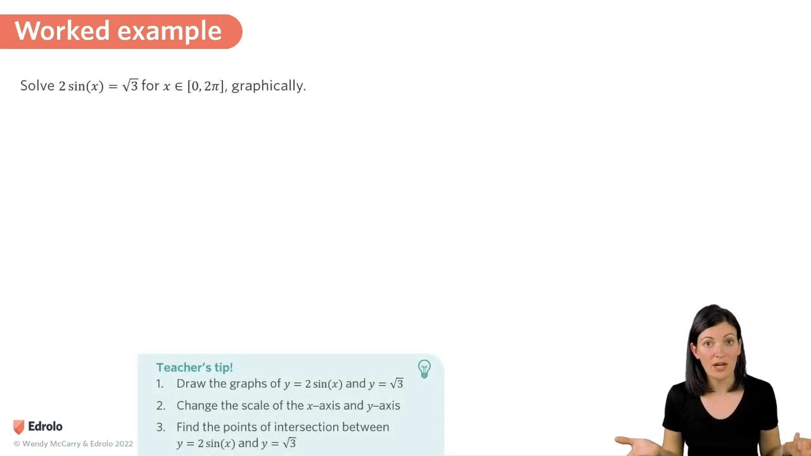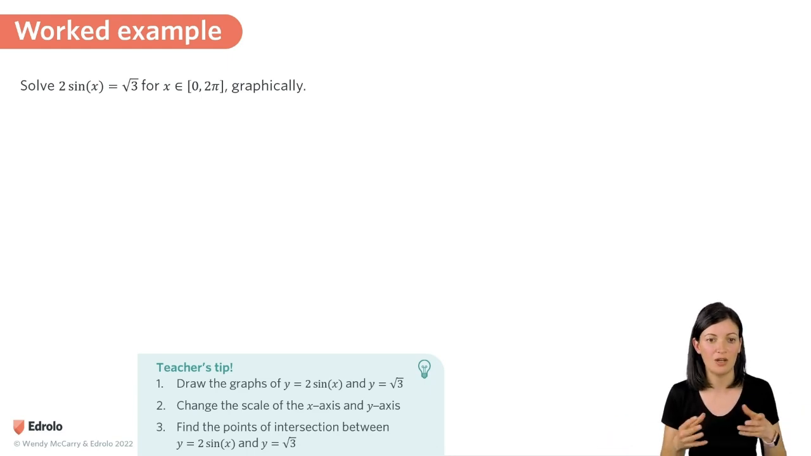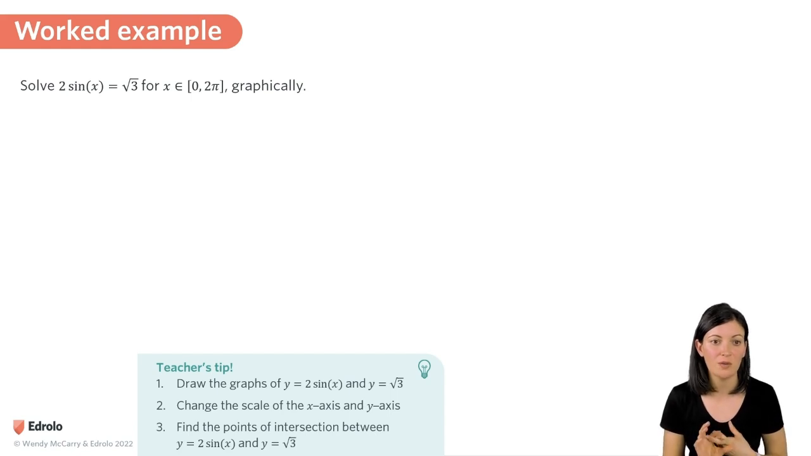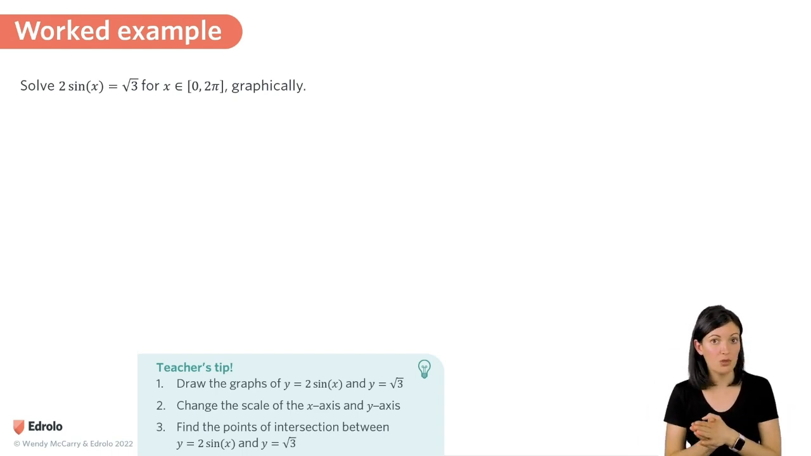Okay, so if you have your calculator, you can also solve any equation graphically. So I'm going to go through with you how you would do this. So I've listed the steps there. You're going to draw the graph of y equals 2 sine x. So that's the left-hand side of the equation. And then you're going to draw the graph of y equals root 3. We should change the scale of the x-axis to fit our domain. And we could change the y-axis if we wanted to as well. And then we're going to find the points of intersection between our two graphs, and that will give us a graphical solution of this equation.